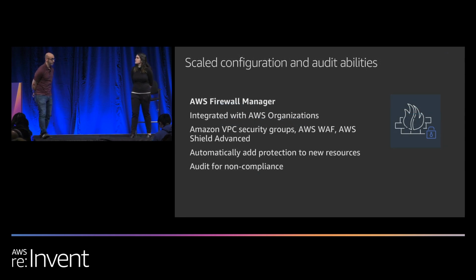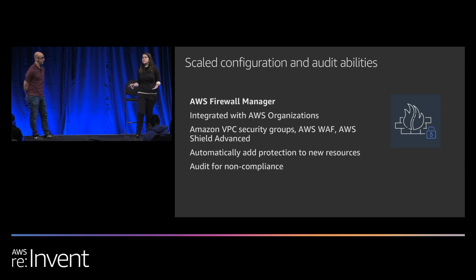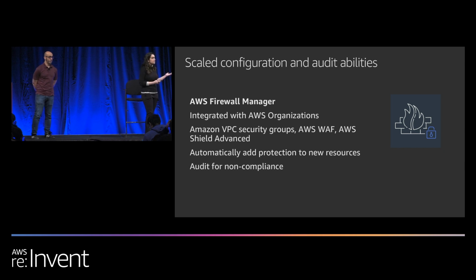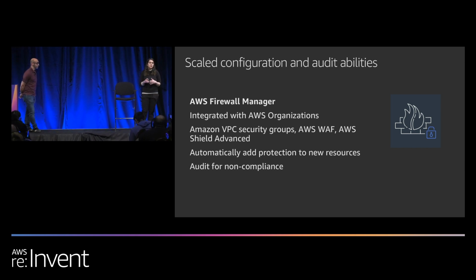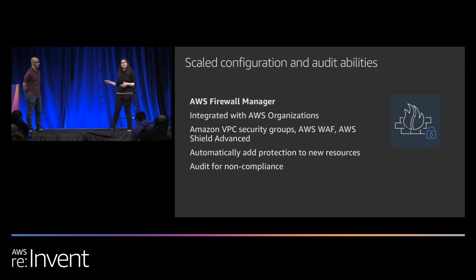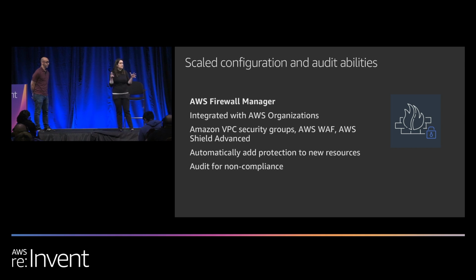So lastly, I just wanted to touch on the scaled configuration and audit capabilities that we provide. So what you can do is with tools like AWS Firewall Manager, for those of you who are managing tens or hundreds, in some cases thousands of accounts, mirrored also by tens and hundreds and thousands of VPCs, you can use AWS Firewall Manager to manage that in a central or distributed fashion. The way it works is that you can have an administrative account that is part of an AWS organization, and Firewall Manager will allow you to both monitor, audit, and enforce security policies from the administrative account down to the different child accounts that are underneath.